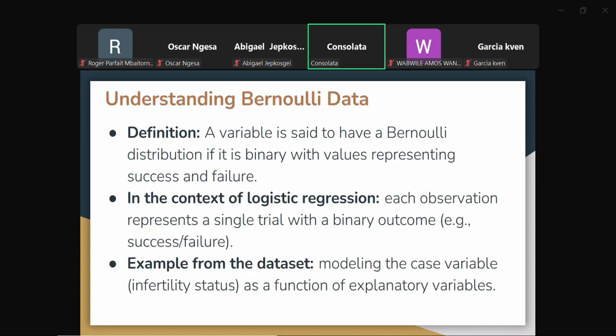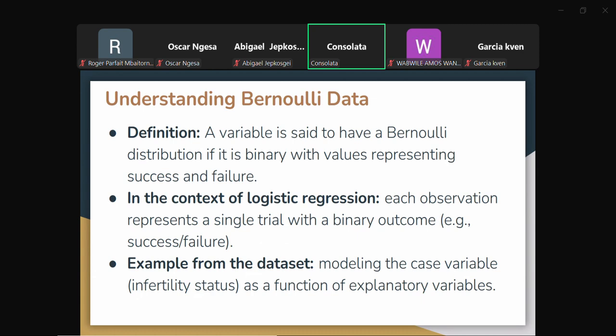So I'll start with using the data to model a Bernoulli outcome. Understanding Bernoulli data, we say a variable is said to have a Bernoulli distribution, which is binary, with values representing success and failure. And each observation represents a single trial with a binary output. So in short, Bernoulli data is when you do an experiment, and in that experiment, you only have two possible outcomes, and you do the experiment only once.